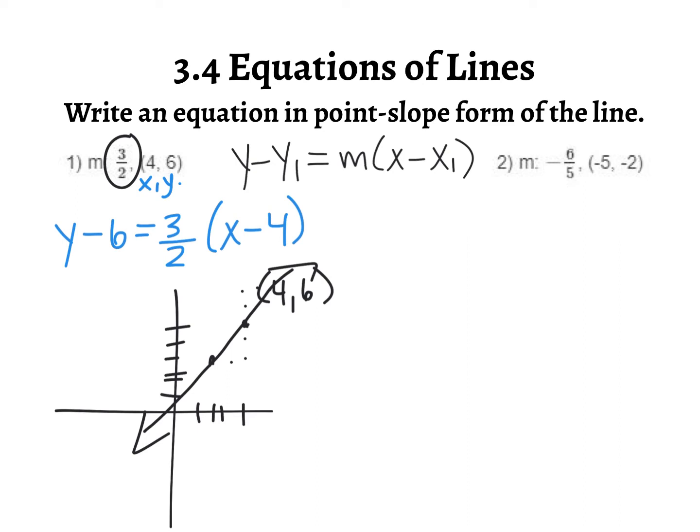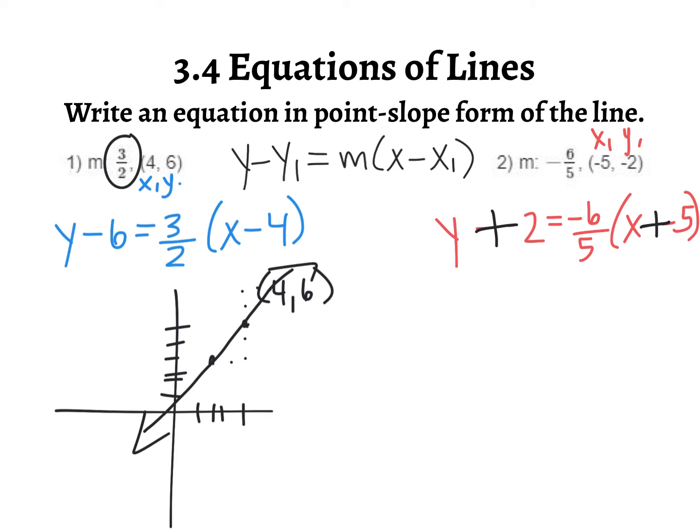For the other one, we have the slope is negative 6/5. So I have y, let's label these points x1, y1. Right? Y minus y1. Y minus negative 2 equals the slope times x minus x1. Subtracting a negative means addition. So here I'm going to change this to plus and change this to plus. Minus a negative means plus. And there's my formula. Y plus 2 equals negative 6/5 times x plus 5.